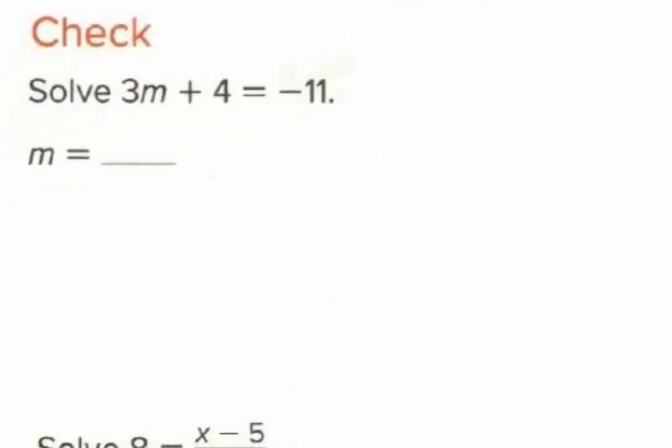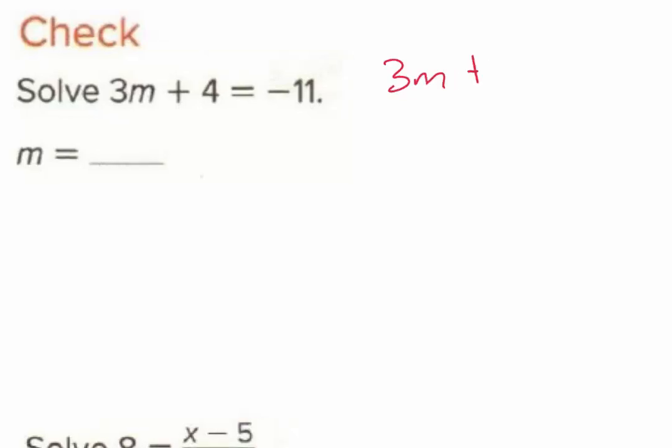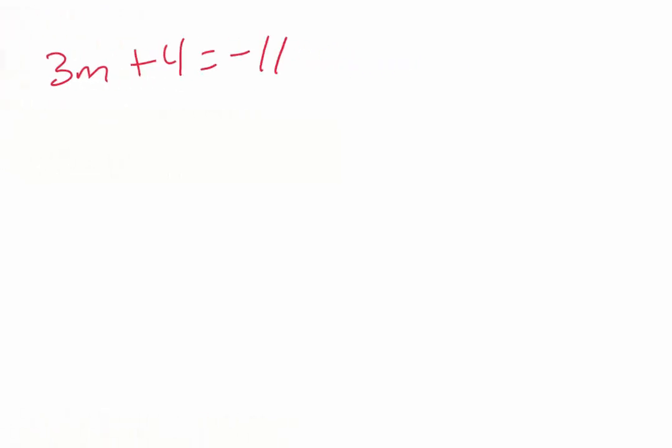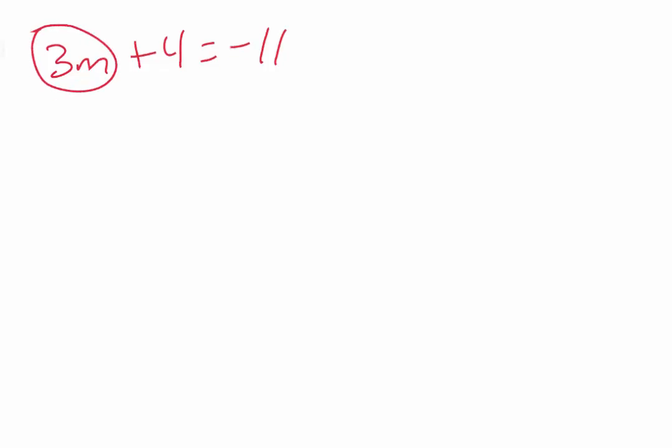You might want to pause the video and try both of these checks, so the first part and the second part. Okay, so now let's go ahead and try and solve this. So I've got 3m plus 4 equals -11. Whatever is attached directly to the variable, I'm going to do last. So I'm going to undo the +4 first.